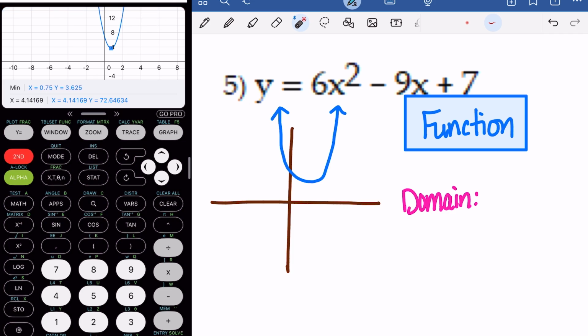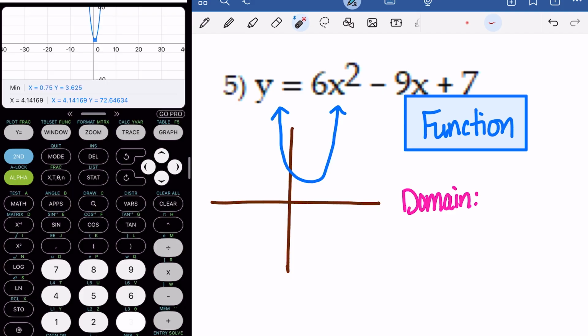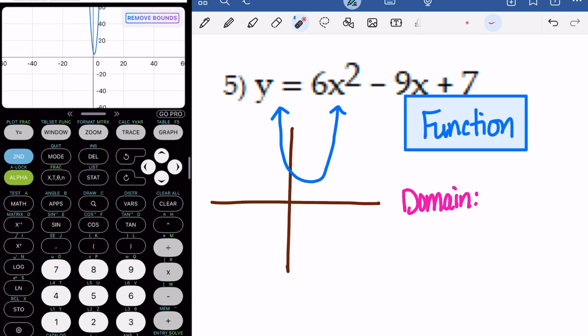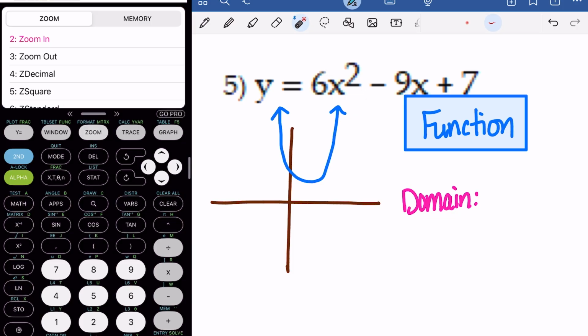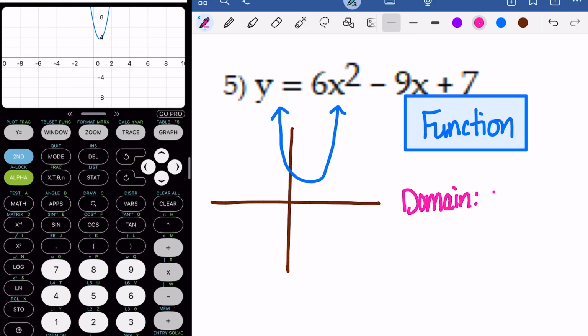You can also go to zoom. If you want to zoom out, you can go to zoom. And then if you press the 3 and press enter, it will zoom out for you. Sorry, my calculator is not cooperating right now. Zoom, 3, it will zoom out. And you can keep doing this and you'll see that it's going to keep getting wider and wider. Okay, let me get back to zoom 6. All right, so I know that my domain is going to be all real numbers.